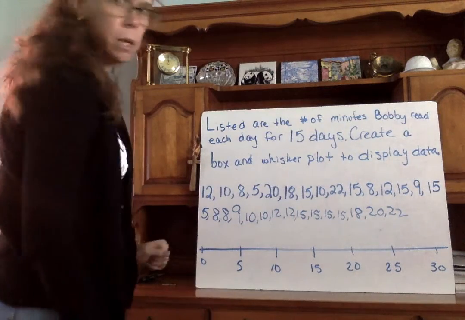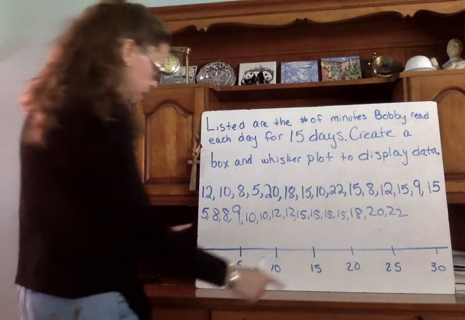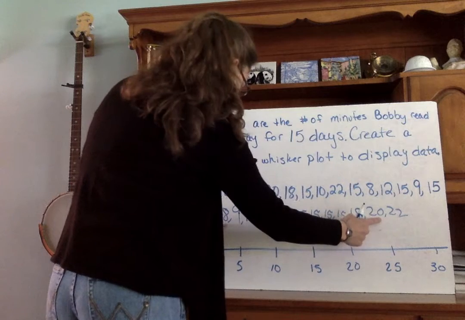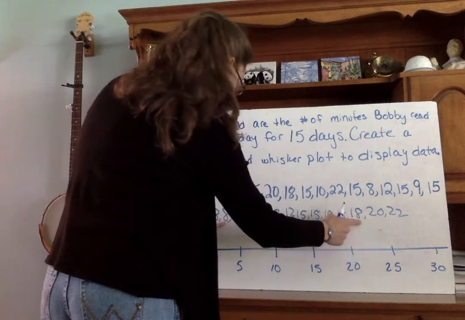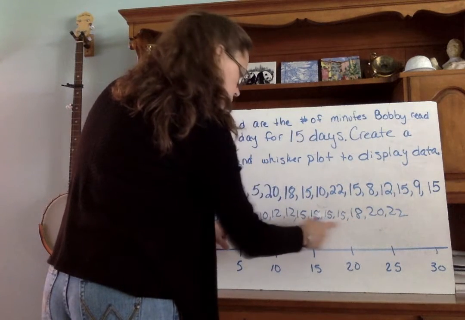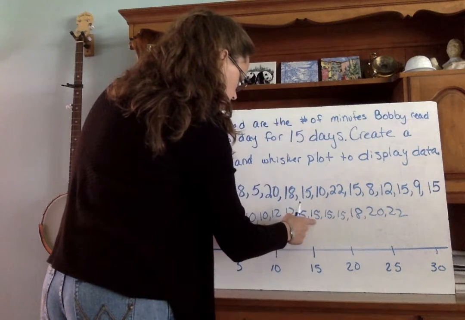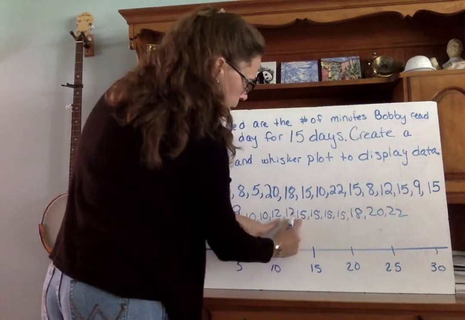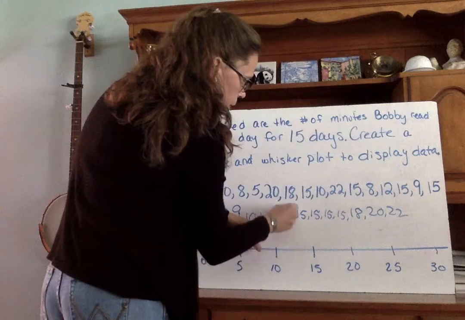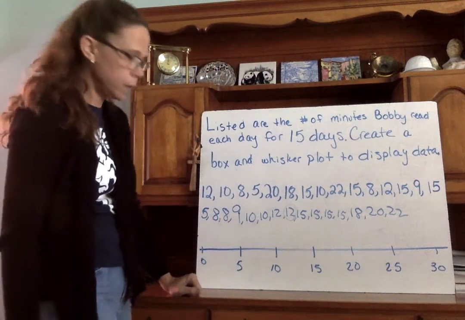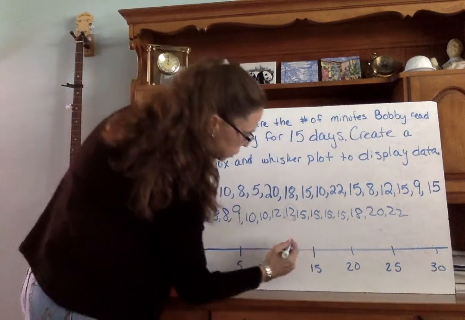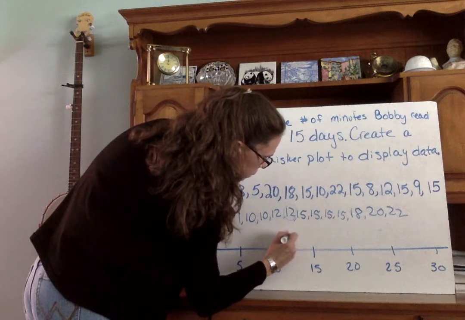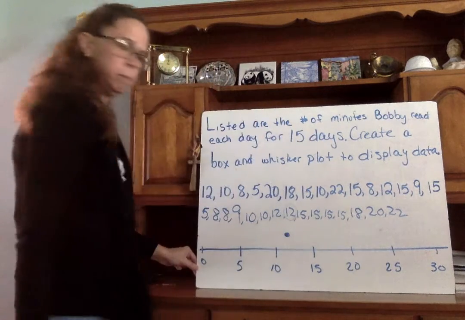So now I need to find the median. Biggest and smallest, biggest and smallest, and so on. I'm left with a 12 in the middle. So my median is going to be 12. I'm going to go down here to my box and whisker plot and make a big circle on 12, that is my median.